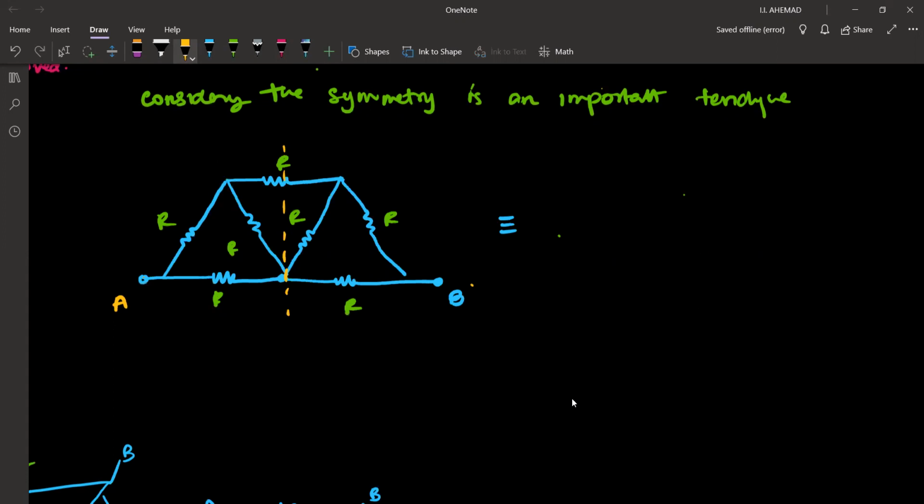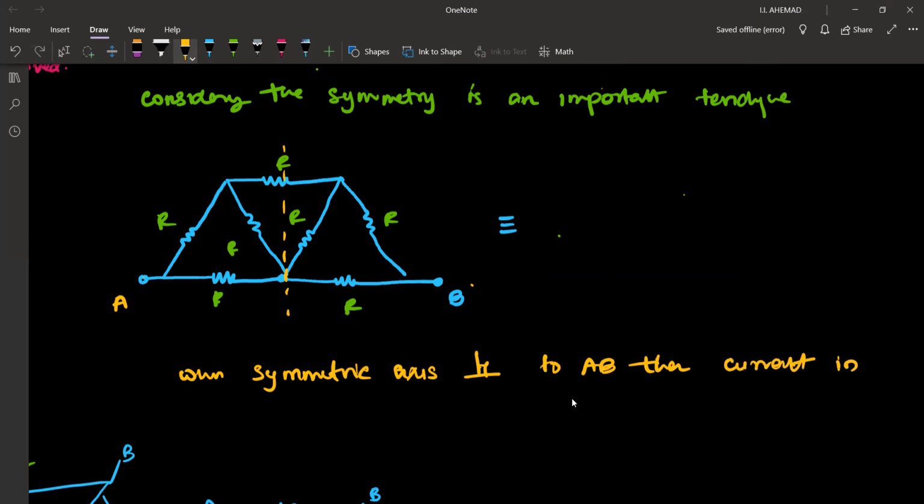Okay, so I'll say when symmetric axis perpendicular to AB, then current in similar branches, then the current flow is similar in corresponding branches.